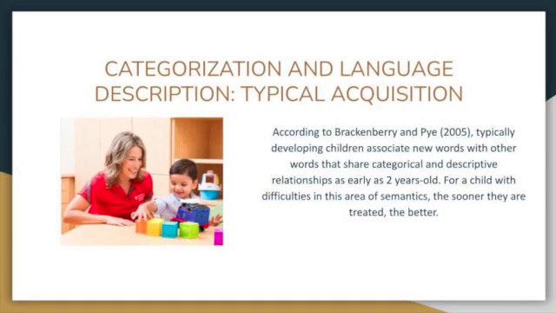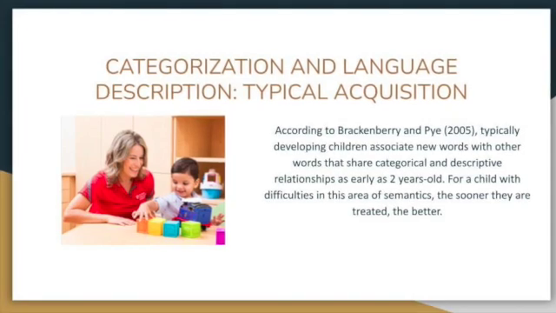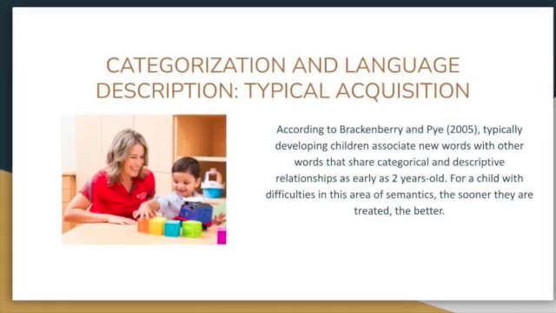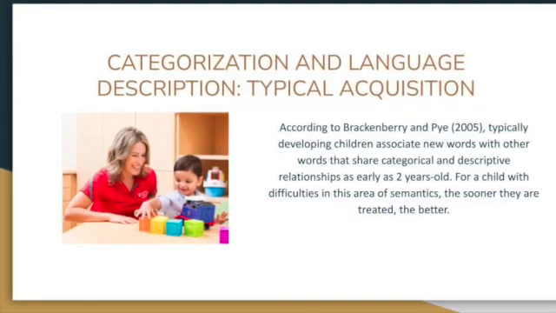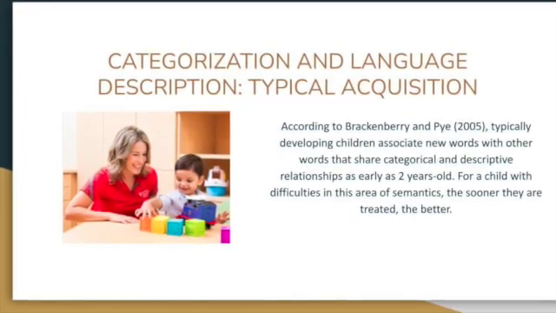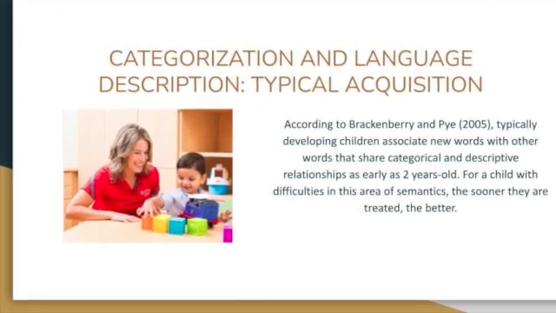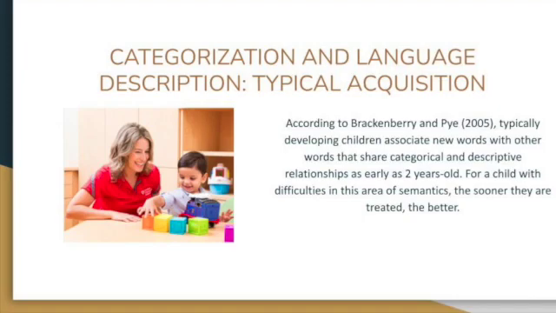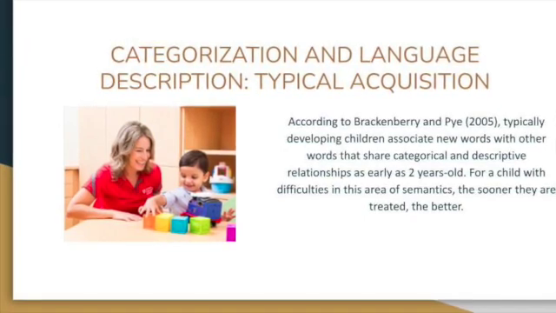Categorization and language description, typical acquisition. According to Brackenberry and Pye, 2005, typically developing children associate new words with other words that share categorical and descriptive relationships as early as 2 years old. For an older child with difficulties in this area of semantics, the sooner they are treated, the better.